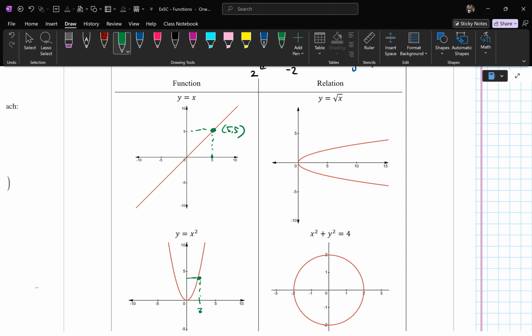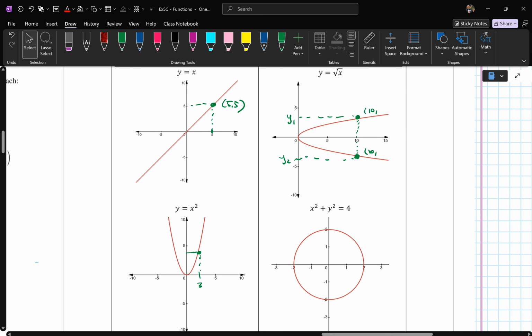Whereas these two, if I pick 10, you can see that when x is 10, there are actually 2 points where they can have an x coordinate of 10. That's a problem. That means there's 2 different y values. There's a y1 here, and then there's a y2 there. That's a relation. That means for this machine, when you put in 10, you get 2 different y values.